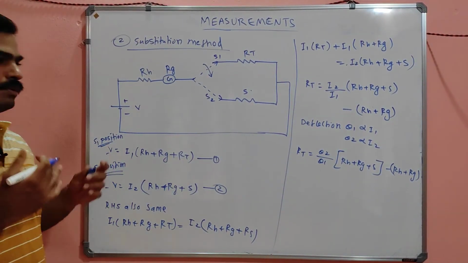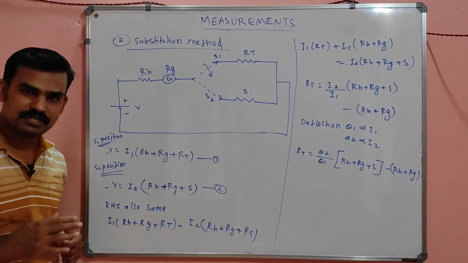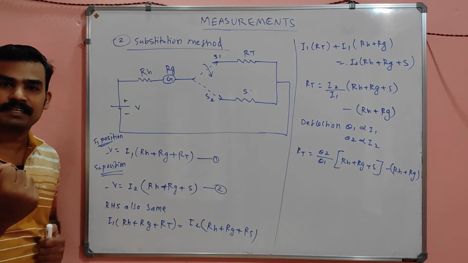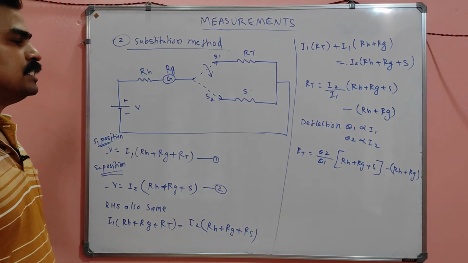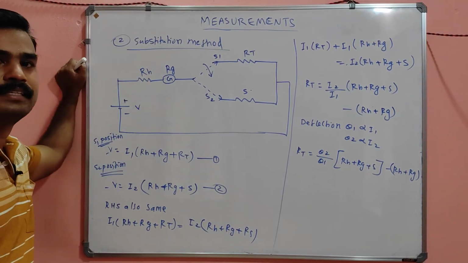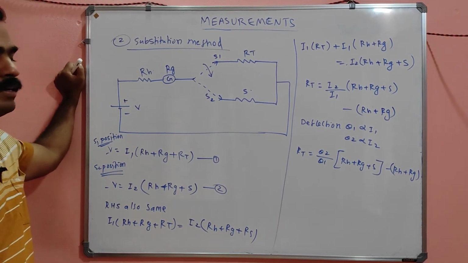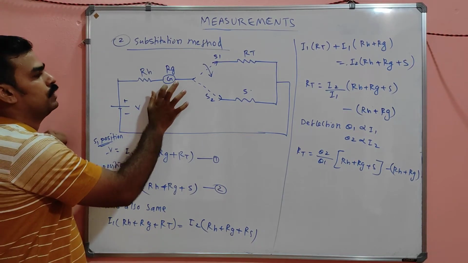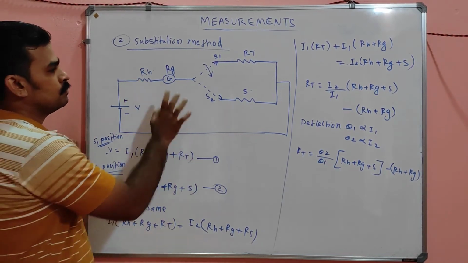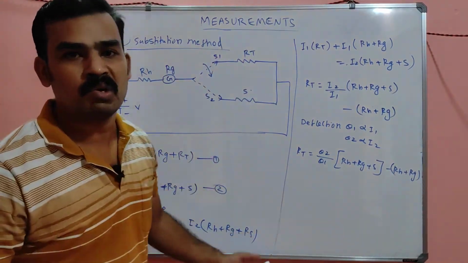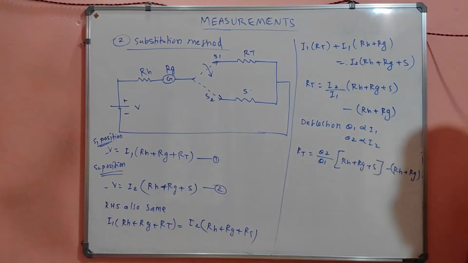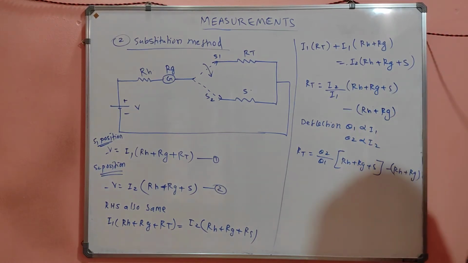So what did you get from this, my dear? If you have an unknown resistor in your hand, you simply connect like this, you will get the unknown value RT. If you simply know the deflections in two cases, theta 2 and theta 1, divided by RH, RG, S, all are known values. So you can directly find the unknown value.